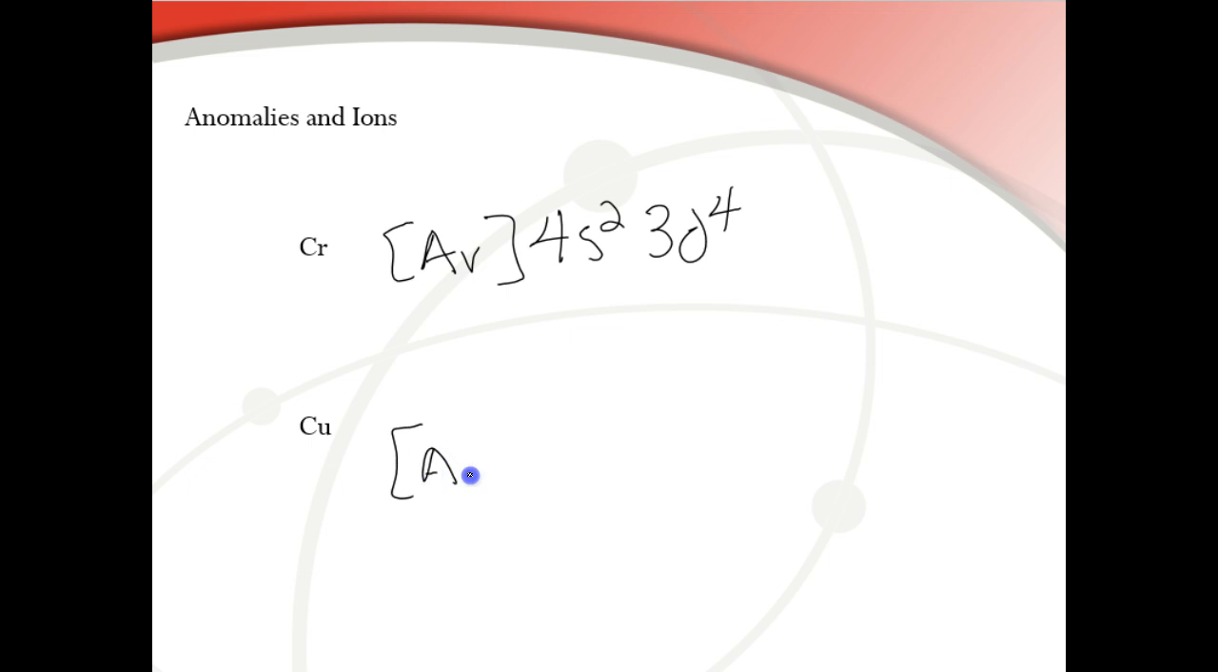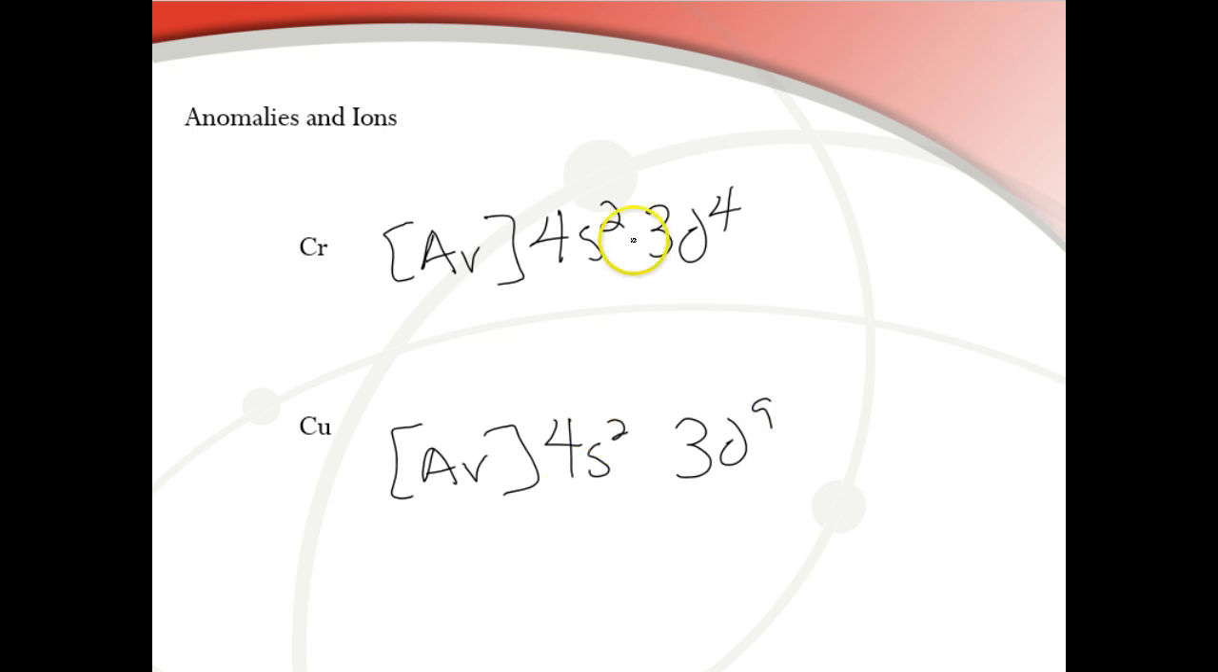Finally, we have to talk about a couple of anomalies. Chromium's group and copper's group. Okay, chromium would look like this if we just filled it normally. 4s2, 3d4. Much like copper would look like this, 4s2, 3d9.